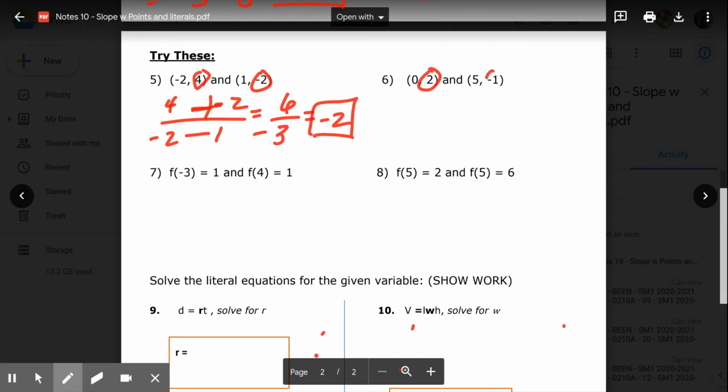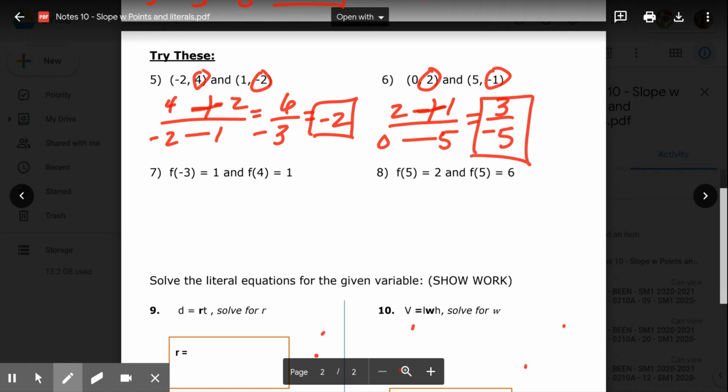Here we have circle, circle, dash, line, dash. So we have a 2, a -1, a 0, and a 5. Minus a negative becomes a positive. 3 over -5, and we can just leave it as that. We don't have to convert it to a decimal.